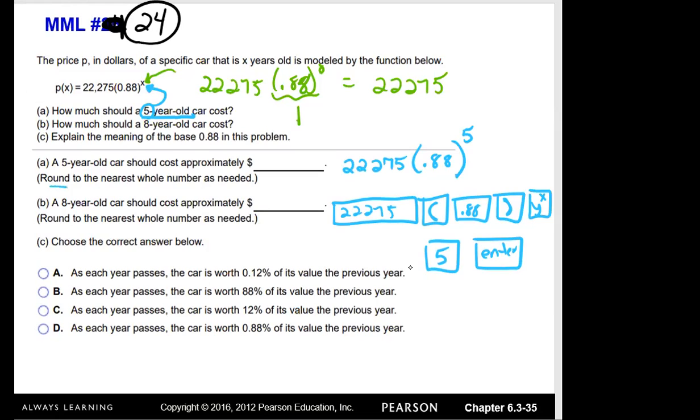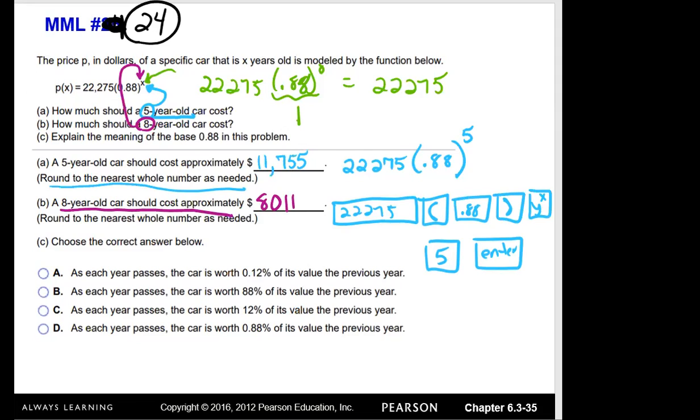And it does say round to the nearest whole number as needed. If you do it correctly and you round it, you should get 11,755.2, so 55. And then for an 8-year-old car, I would simply take the 8 and plug it in here. When I do that one, it's done exactly the same way. This time you get 8,010.8, so it'll go up to 11. You can see the car is depreciating fast.